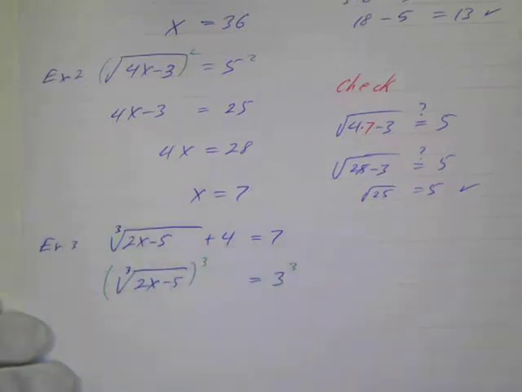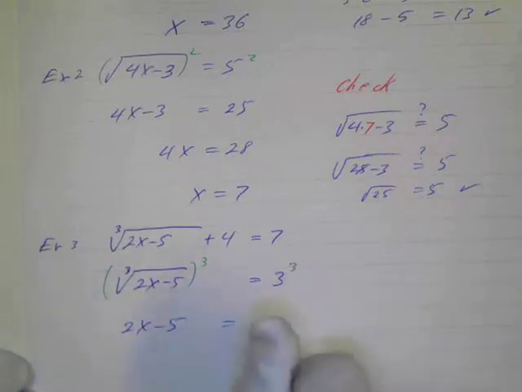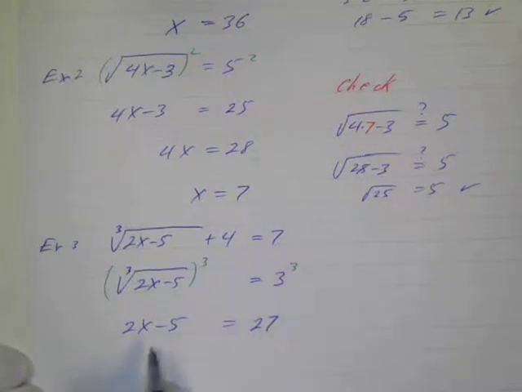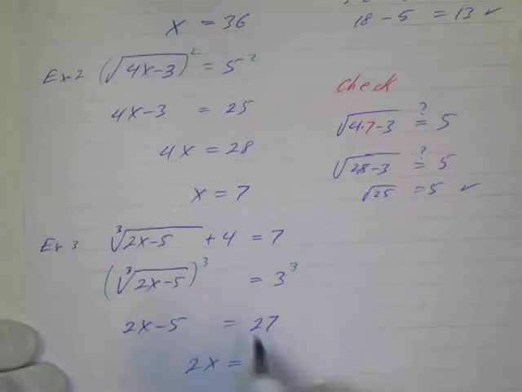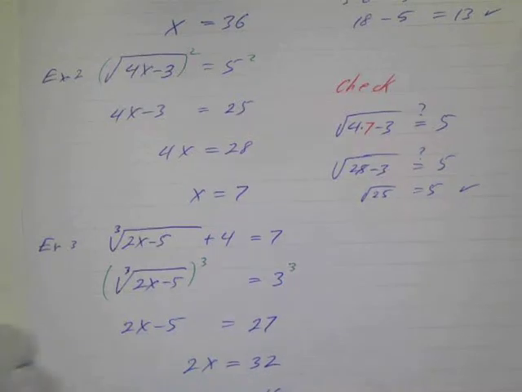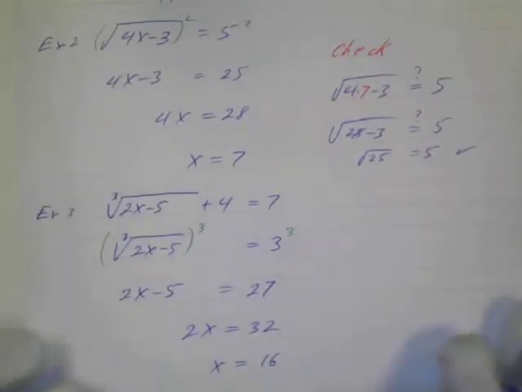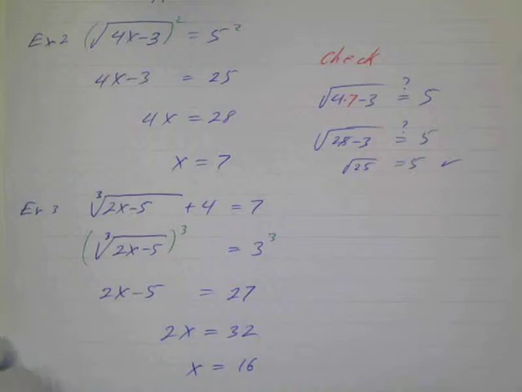And the cube root of something cubed is just going to be that something, so it's going to be 2x minus 5. And 3 cubed is 27. 3 times 3 is 9 times 3 is 27. Then if I add 5 to both sides, I get 2x equals 32. Then if I divide both sides by 2, I get x equals 16.